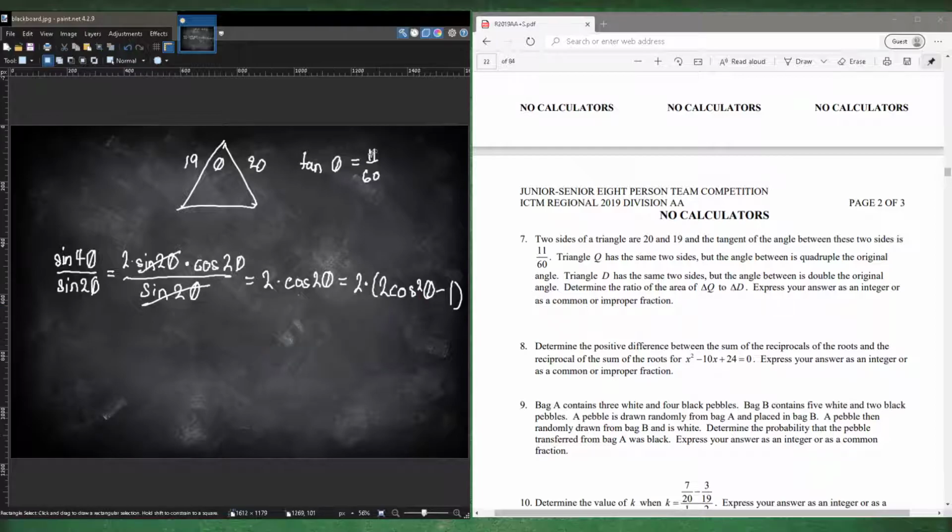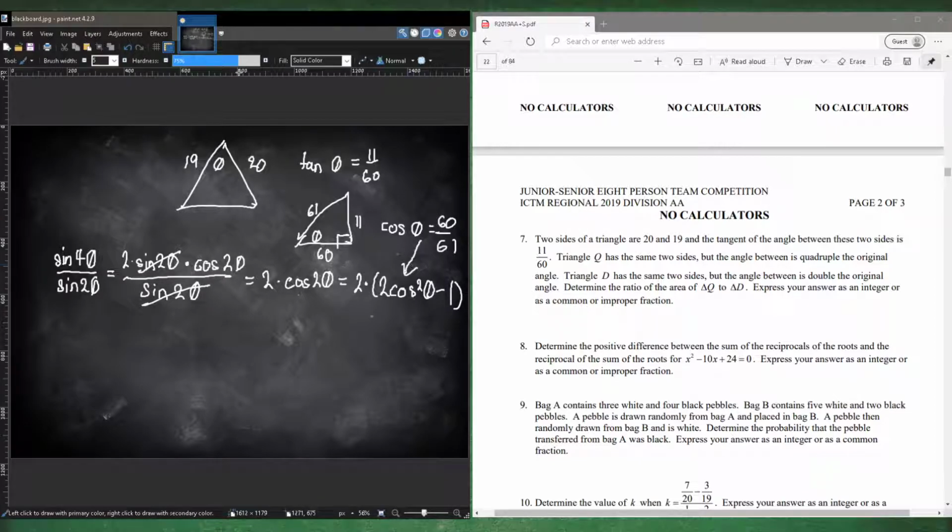So looking at this, we can make a right triangle. And that's 90, and this is theta. And we know tangent of theta, opposite over adjacent, is 11 over 60. So now we can use the Pythagorean theorem, or if you know your Pythagorean triples, it's the 11, 60, 61 triangle. So to get the cosine of theta, that's just 60 over 61. So cosine of theta equals 60 over 61. Now we can just plug this into this equation.